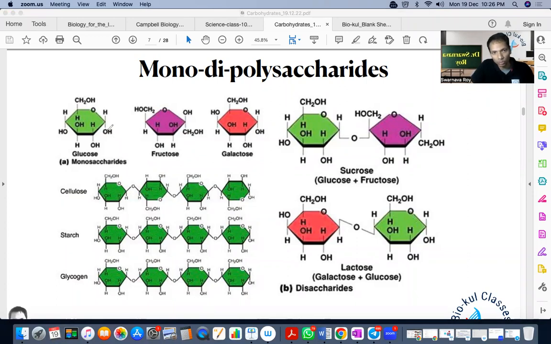Again, when we are looking at glucose and galactose, one thing to notice is glucose has these hydroxyl groups at the bottom. The third hydroxyl group is above the plane, if this is the plane, right? If you look at the galactose, the fourth hydroxyl group is above the plane, right? So that is the only difference between glucose and galactose.